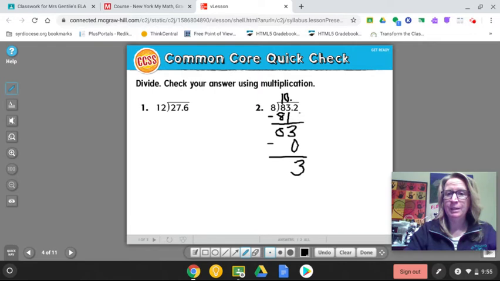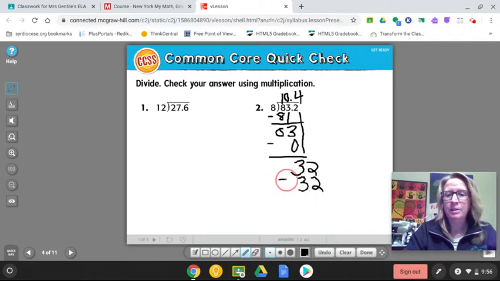And then I bring my 2 down. See that? I'm keeping it nice and neat. Okay. And then how many groups of 8 equal 32? You got it, 4. Okay. So put my 32 down here because 8 times 4 equals 32.